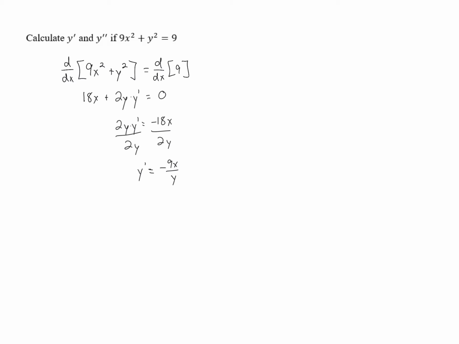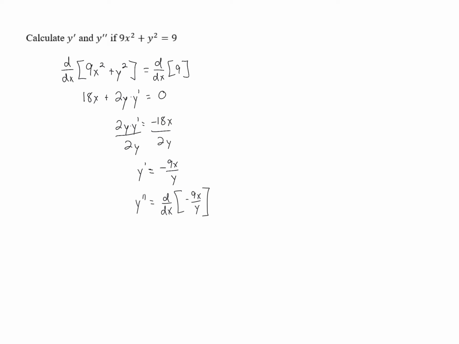Now, if we want the second derivative, we can do the same thing. We can differentiate both sides with respect to x, and remember that y is a function of x. So to get the second derivative, we differentiate both sides. When we differentiate the left-hand side, that gives us the second derivative of y with respect to x. And then we have to differentiate the right-hand side with respect to x.